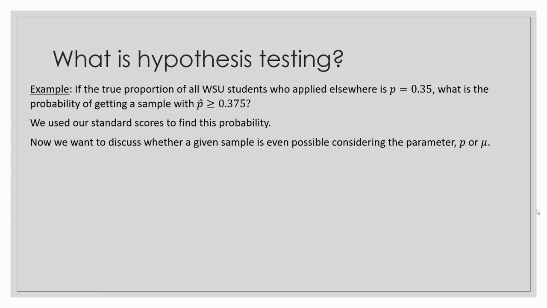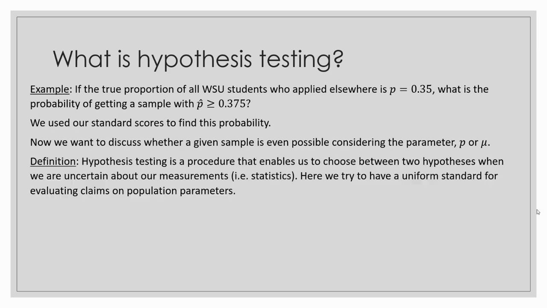But if we want to extend this a little bit further and ask whether or not this particular sample is even possible, considering a certain parameter, p or mu, then we get into the notion of hypothesis testing. So hypothesis testing itself is a procedure that enables us to choose between two hypotheses when we're uncertain about our measurements, that is our statistics. So we try to have some kind of uniform standard for evaluating claims on the parameters.